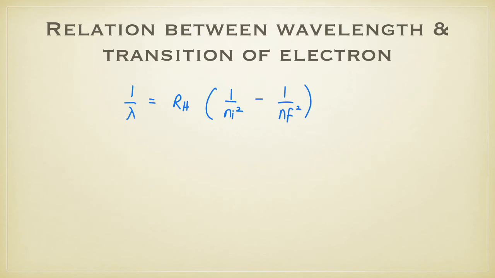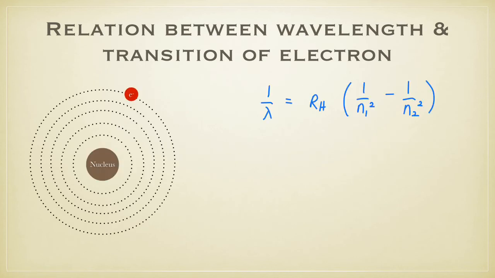To make sure lambda will always have a positive value, we have to alter the usage of n initial and n final to n1 and n2 instead. The value of n1 should always be less than n2.